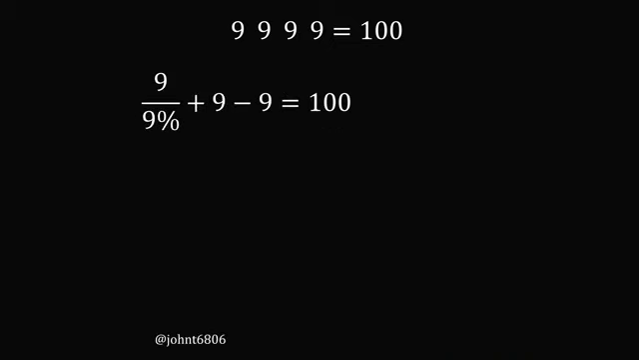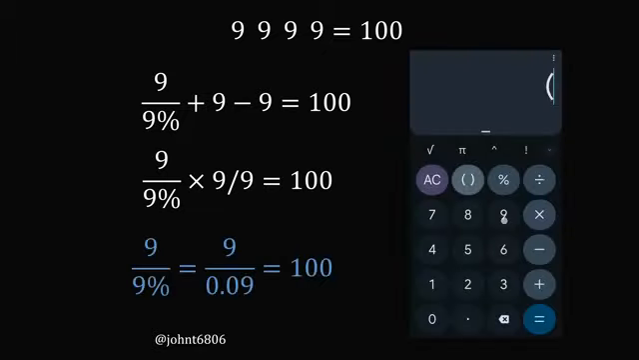Next, we have 9 divided by 9% plus 9 minus 9 is equal to 100, or similarly, 9 divided by 9% multiplied by 9 over 9 is equal to 100. This is because 9 divided by 9% is equal to 9 divided by 0.09, which is equal to 100. So you can then add 9 and subtract 9, or you can multiply by 9 over 9, which is equal to 1. You will end up with 100.